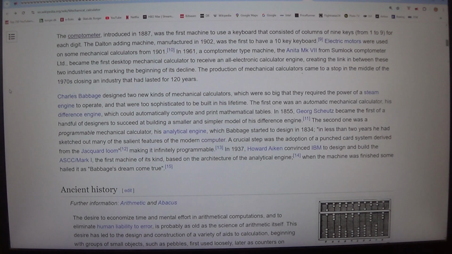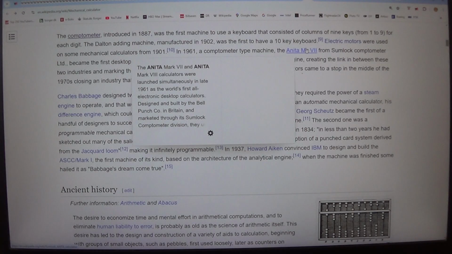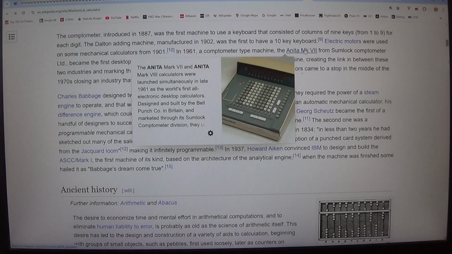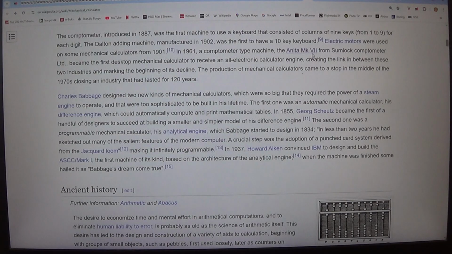Electric motors were used on some mechanical calculators from 1901. In 1961, a comptometer-type machine, the Anita MK7 from Sumlock Comptometer Limited, became the first desktop mechanical calculator to receive an all-electronic calculator engine, creating the link between these two industries and marking the beginning of its decline. The production of mechanical calculators came to a stop in the middle of the 1970s, closing an industry that had lasted for 120 years.